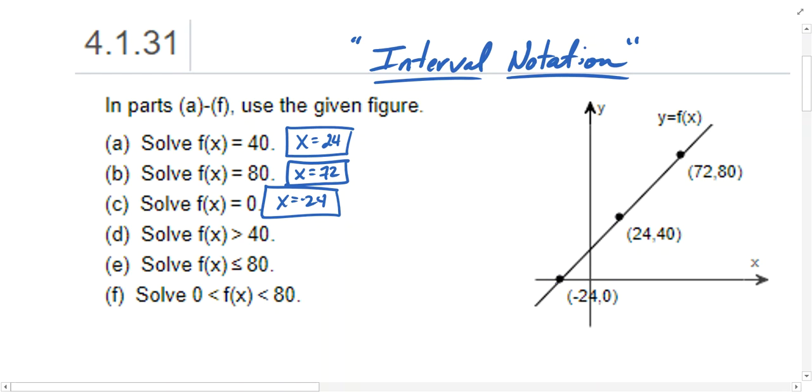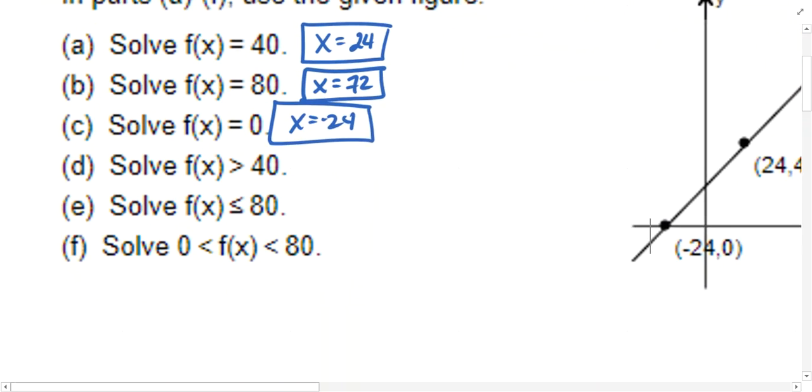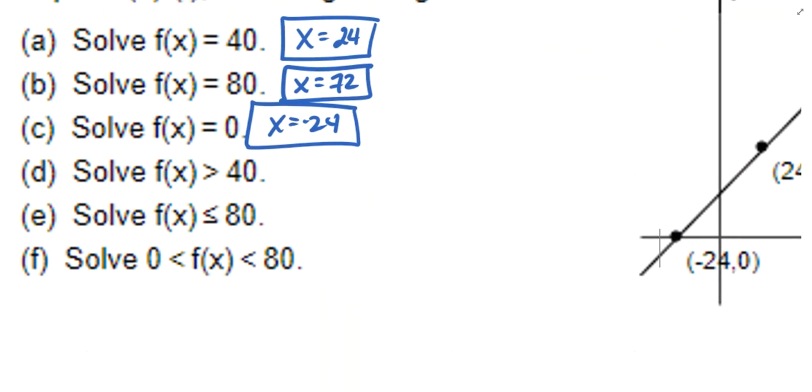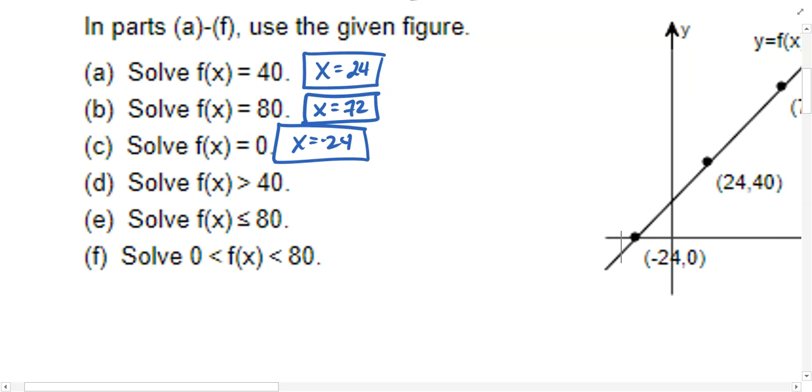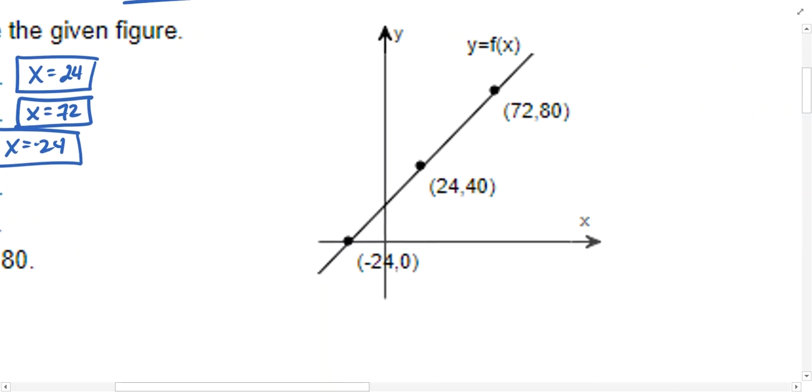So now, to think a little bit more about interval notation, none of these answers were in interval notation because they were single results. But for part D, E, and F, we are going to report an interval, or a domain, or a range of numbers. So now we're being asked, solve f of x greater than 40. When are the y values greater than 40? For what x values are the y values greater than 40?